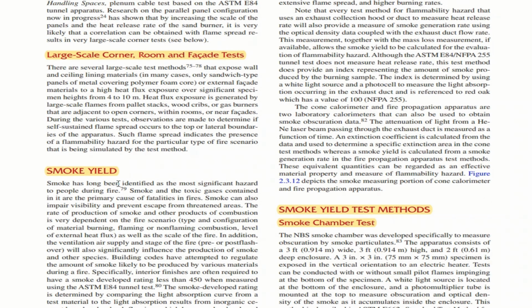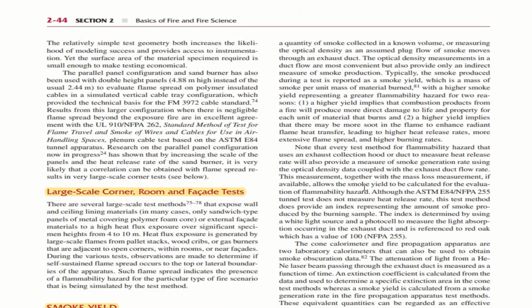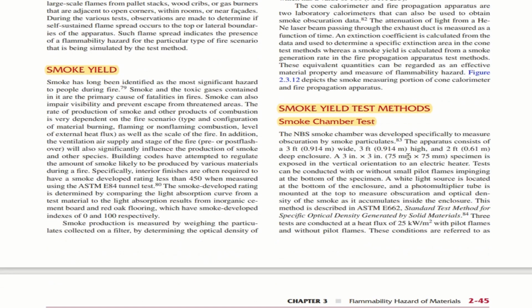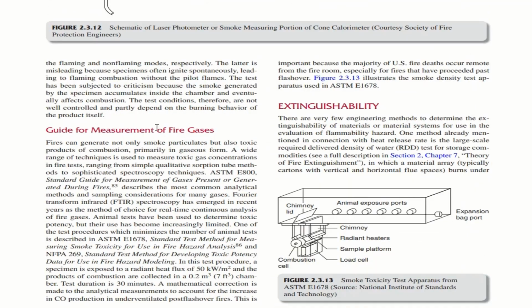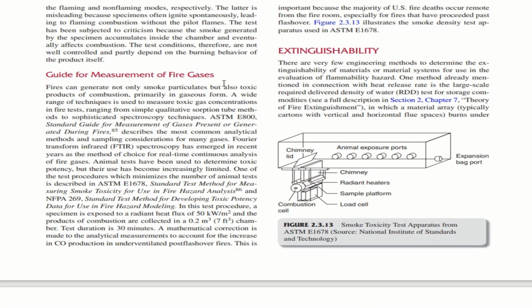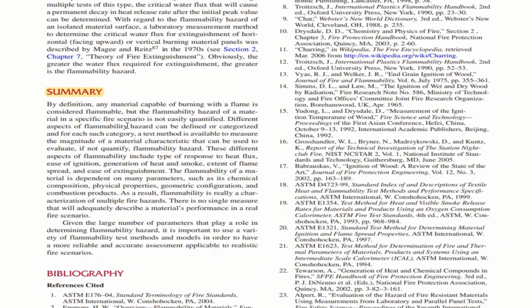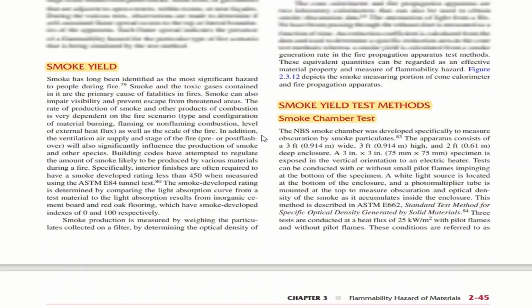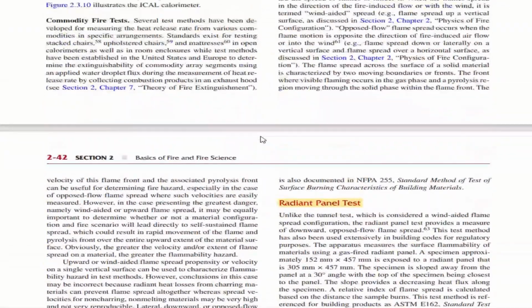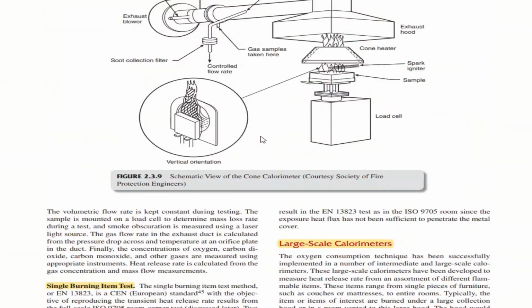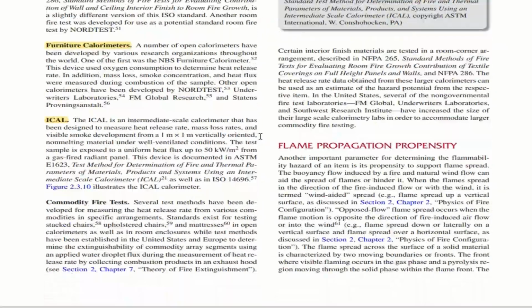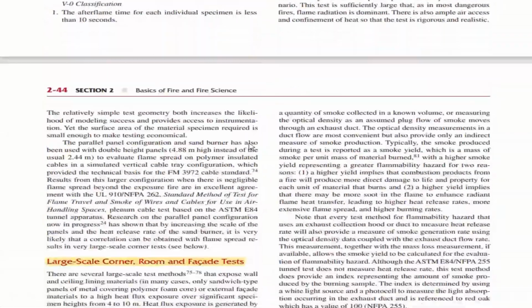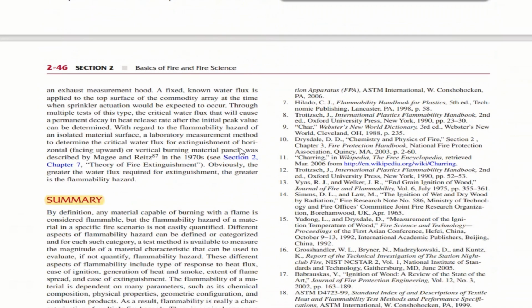Smoke yield. Smoke has long been identified as the most significant hazard to people during fire. So we have a smoke yield. For smoke yield also there are test methods. Smoke chamber test, guide for measurement of fire gases, extinguishability. And now we are coming back to the summary for this chapter 3. So basically this chapter is referring to the test methods for heat release rate, flammability and smoke yield. So I think you understand now. Just we will go through the summary.